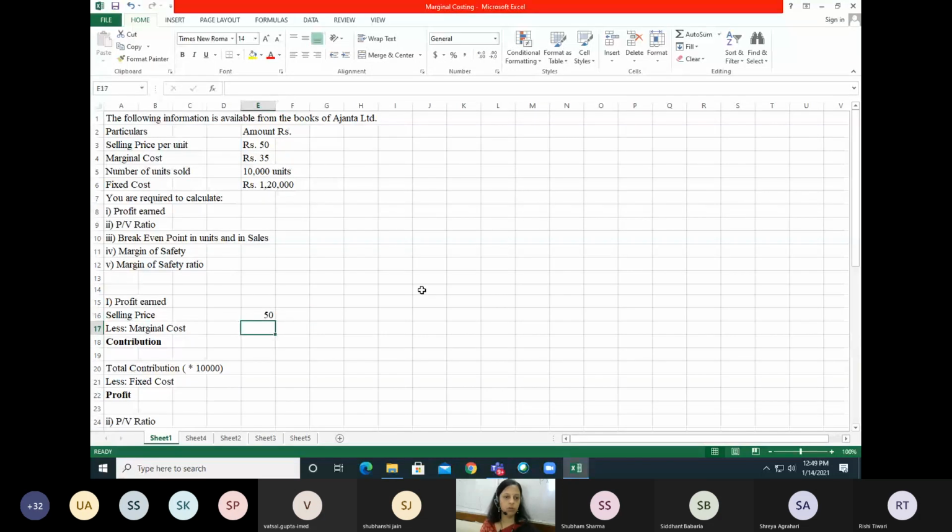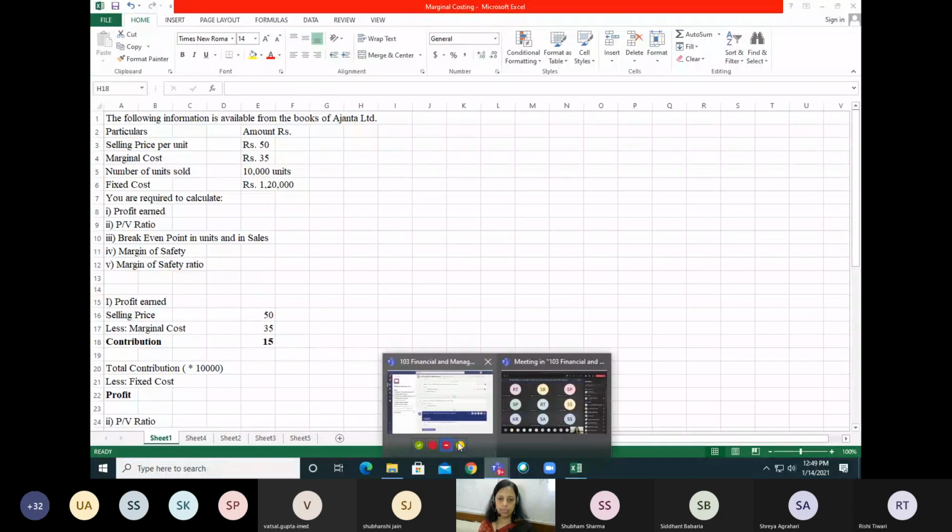So what is the formula of contribution? Selling price per unit minus marginal cost per unit. That is contribution. If total sales and total marginal cost are given, you have to take total contribution. But in this question, they have given per unit. So rupees 15 will be contribution per unit. Have you followed?